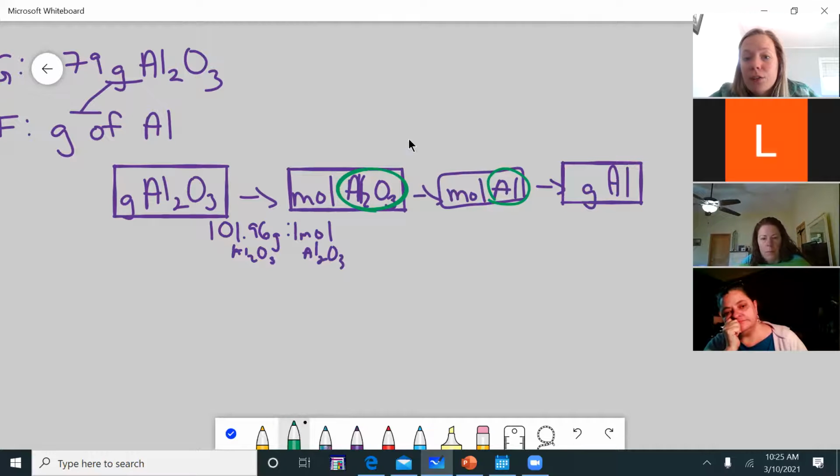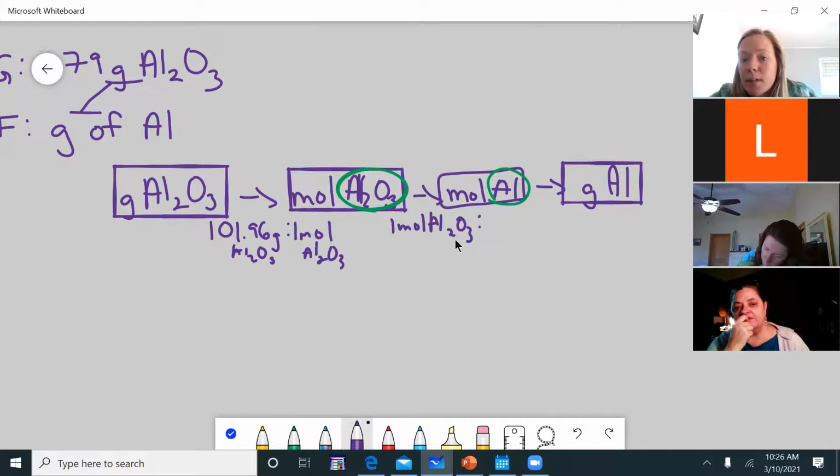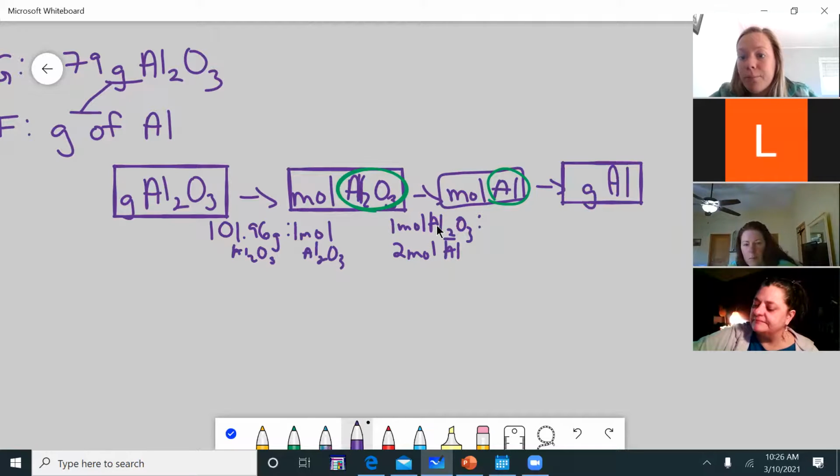So whenever you're trying to transition between one thing and another, that's where you use your subscripts. So for every 1 mole of the compound, which in this case is aluminum oxide, how many moles of aluminum do we get? Well, it's right there for you. You get 2. So 2 moles of aluminum. It's built in. You don't have to memorize them. It's just built into the formula for you.